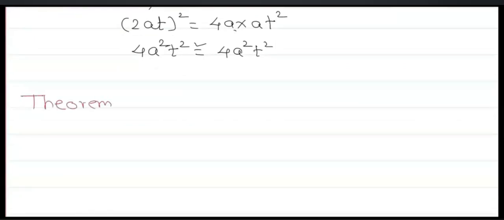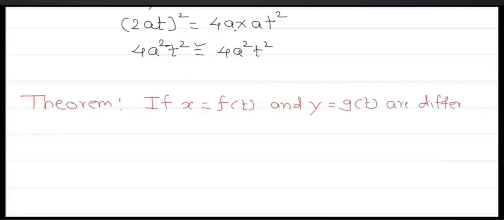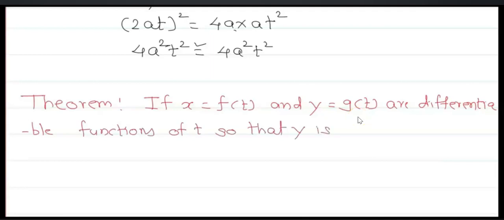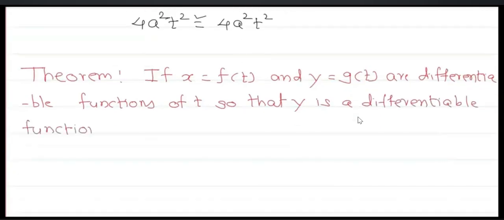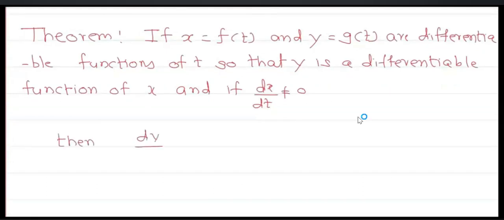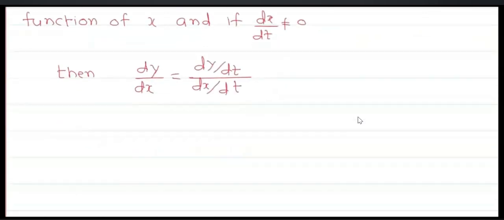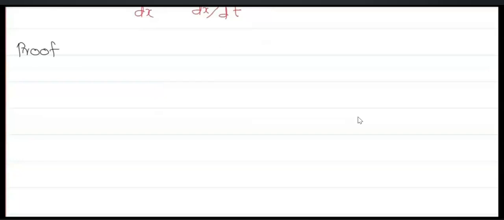Now the important theorem which is asked in the board exam. If x is equal to f of t, the meaning of this is that x is a function of t, and y is equal to g of t, it means that y is a function of t, are differentiable functions of t, so that y is a differentiable function of x, and if dx upon dt is not equal to 0, then dy by dx is equal to dy by dt upon dx upon dt.